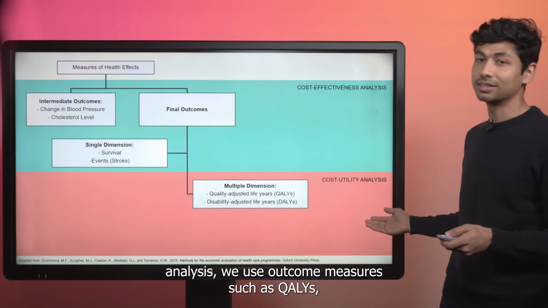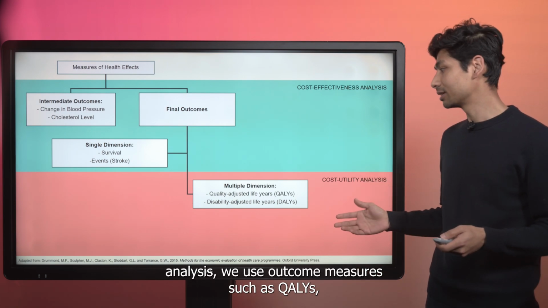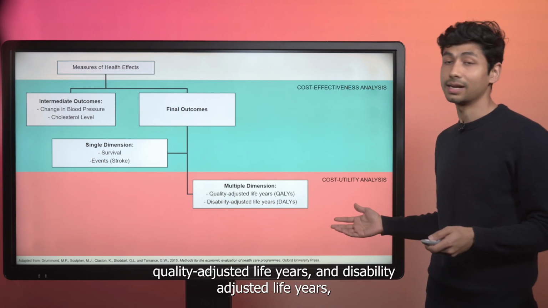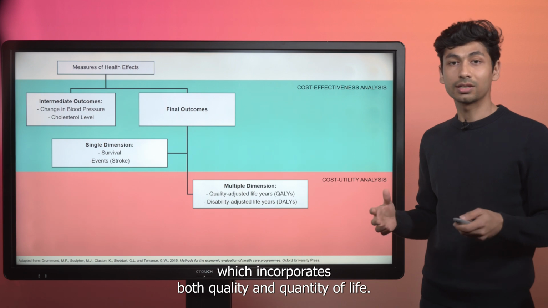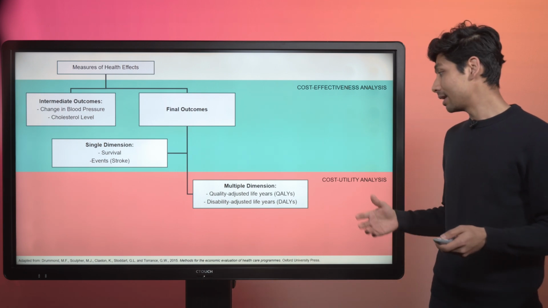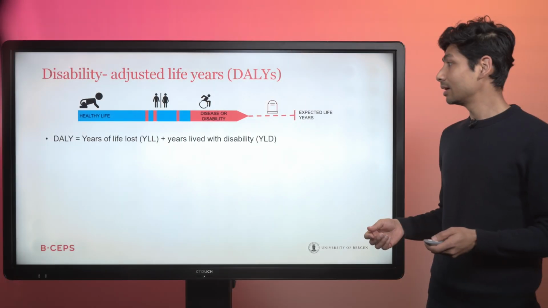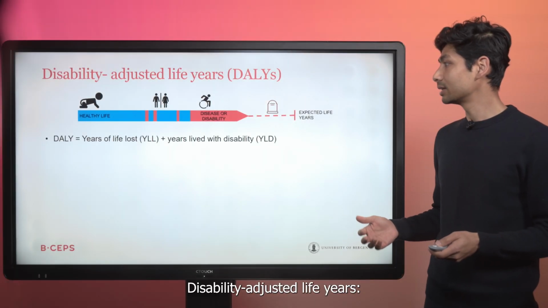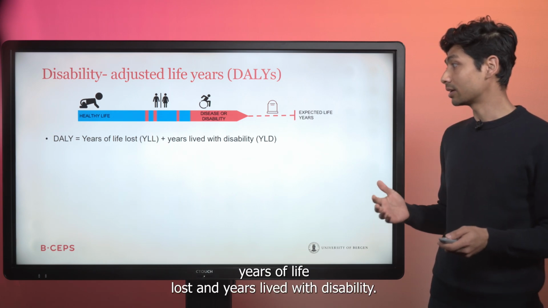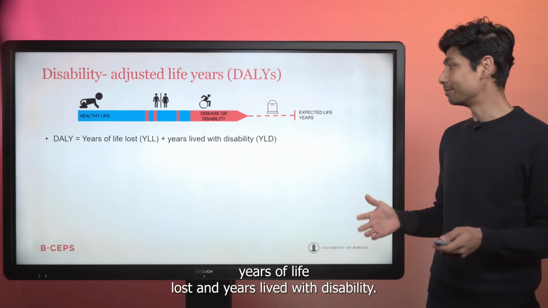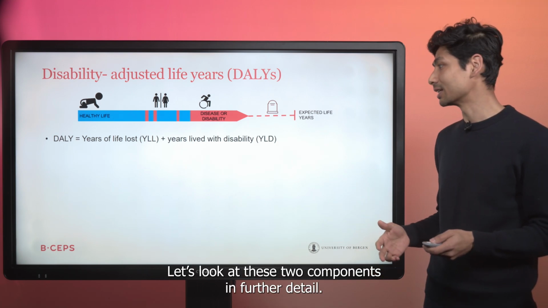Therefore, in cost-utility analysis, we use outcome measures such as QALYs, quality adjusted life years, and disability adjusted life years, which incorporate both quality and quantity of life. Now, let's look at these two outcome measures in detail. Disability adjusted life years combine two components: years of life lost and years lived with disability. Let's look at these two components in further detail.